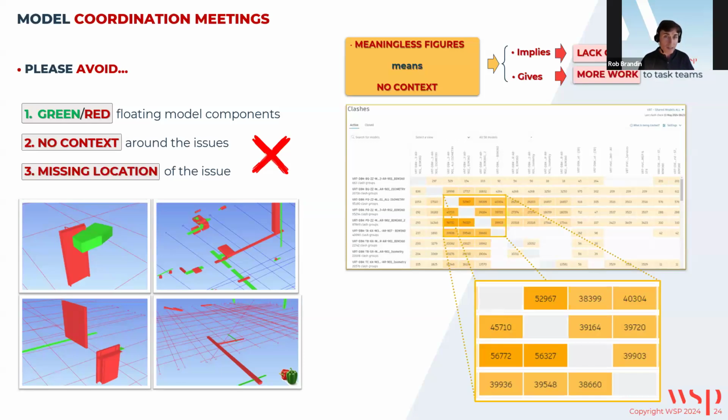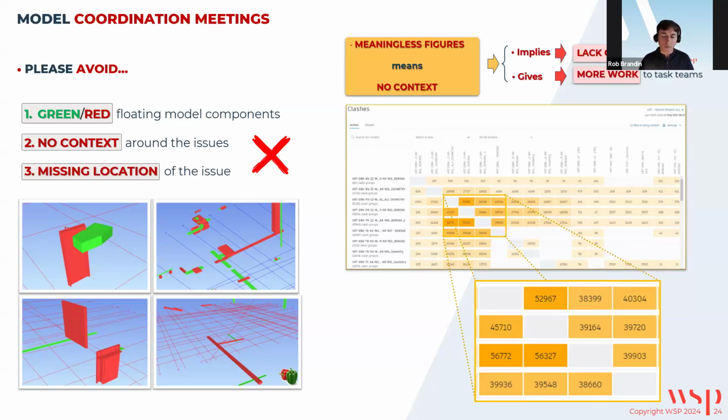So what we need to do is to first digest all this information for them, and then we provide these in the coordination review. And also we need to take into account that this usually is a 60 to 90 minute meeting. So in 90 minutes, you cannot go through every single clash. So you need to make sure that instead of a clash, you go through an issue, which is more important. The difference to me between a clash and an issue is that the issue is probably a group of clashes, and also it is important for the next following weeks or days, you know. So these type of figures, they are meaningless, and this means no context, and that implies lack of effort, and gives more work to the task teams.